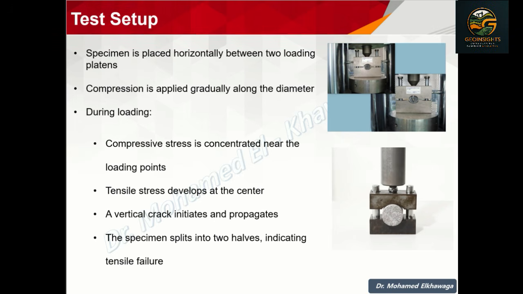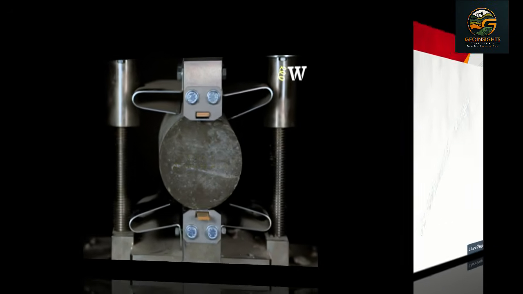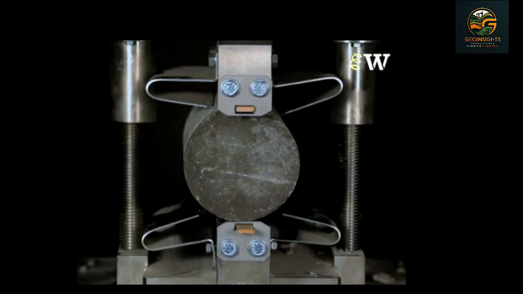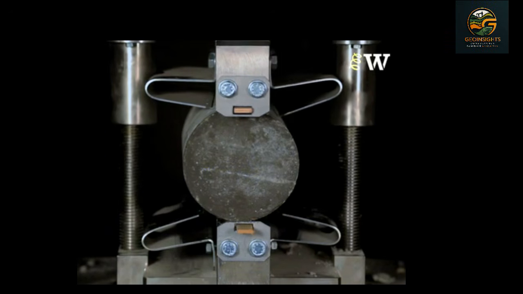Once they exceed the tensile strength of the rock, a vertical crack forms at the center and rapidly propagates through the specimen until it splits into two halves. This characteristic splitting failure is then used to calculate the rock's indirect tensile strength.